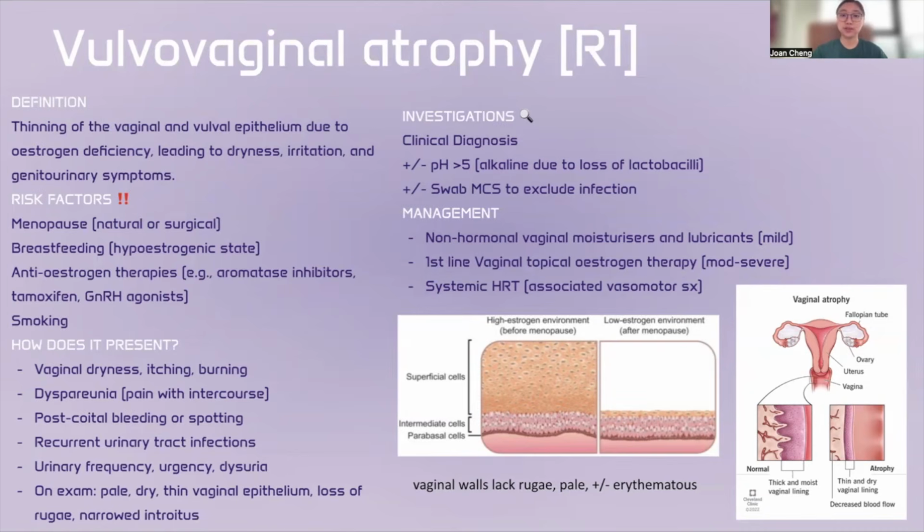And in terms of management, you go for non-hormonal vaginal moisturizers and lubricants first. And the first line is usually vaginal topical estrogen therapy for moderate to severe vulvovaginal atrophy. If the patient has associated vasomotor symptoms, you can go with systemic HRT.